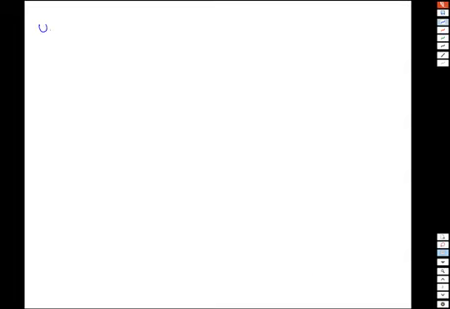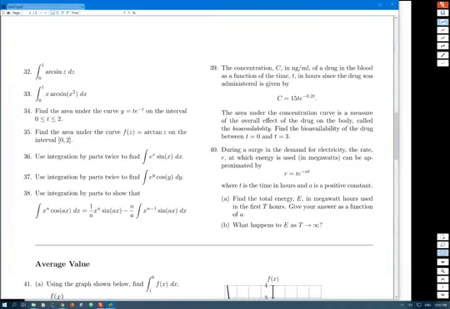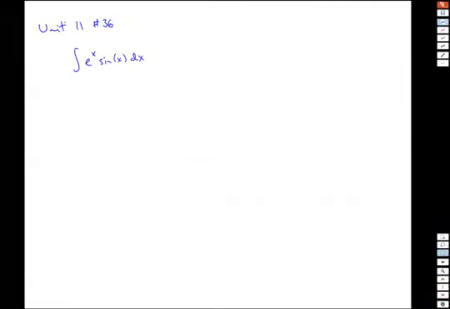So for Unit 11, number 36, the question was to evaluate the integral of e to the x sine of x dx. I'm just going to confirm that's correct. The x sine of x, perfect. So this is, in all honesty, taken directly from the lecture videos as well. So I'm not going to be able to show you anything fundamentally different about how we're approaching this, but sometimes it helps to see it twice.